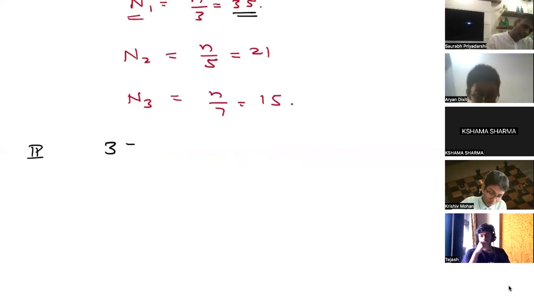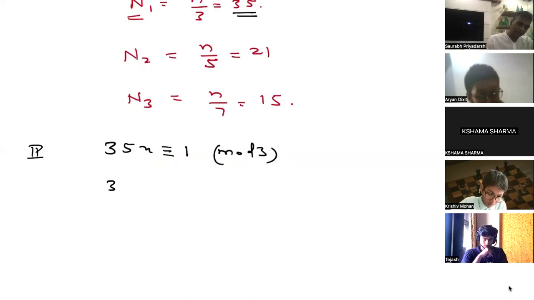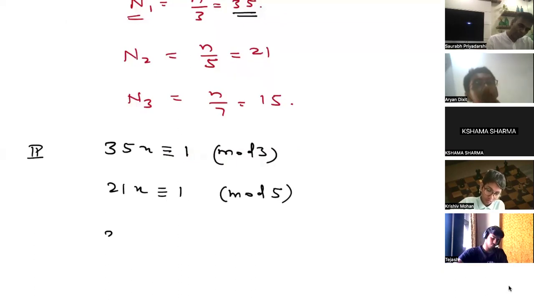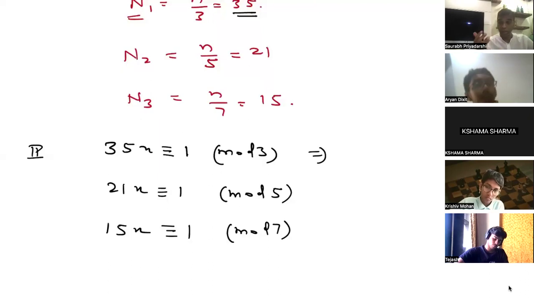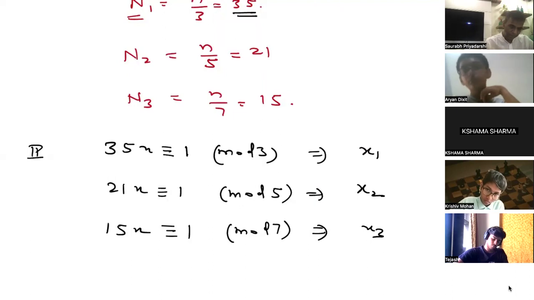Now, the first number, 35: 35x ≡ 1 mod 3. The second number is 21: 21x ≡ 1 mod 5. And the third number, 15x ≡ 1 mod 7. From the first, the value I'm getting for x is called x1. From the second, I'm getting x2. From the third, I'm getting x3. If you all remember, we have already done this in the last lectures.